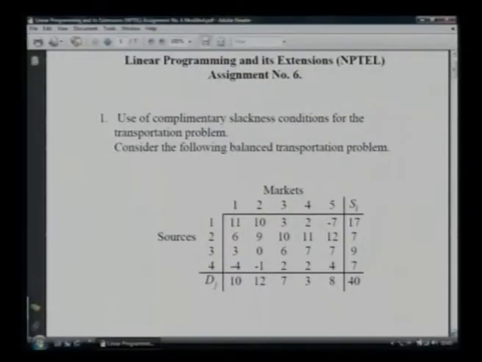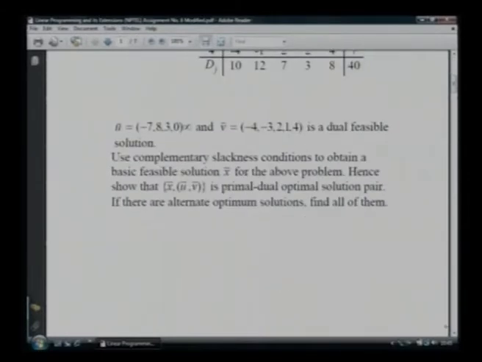In the table below, a balanced transportation problem is given to you, and as usual, the entries are the costs, the row below gives the demands, and the column on the right hand side is the supply. Now, I have given you a dual feasible solution u bar, which corresponds to the rows. Disregard the infinity here. So this is minus 7, 8, 3, 0, and v bar is minus 4, minus 3, 2, 1, 4. This is a dual feasible solution. You can verify it for yourself.